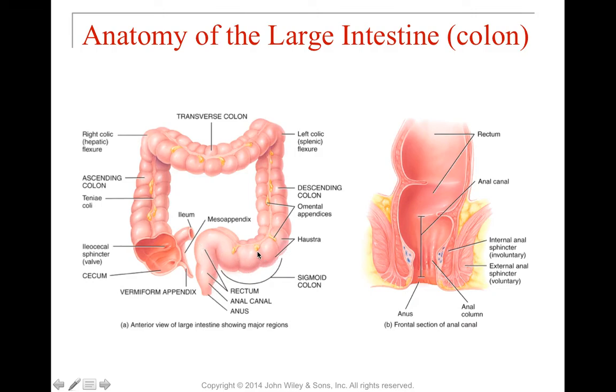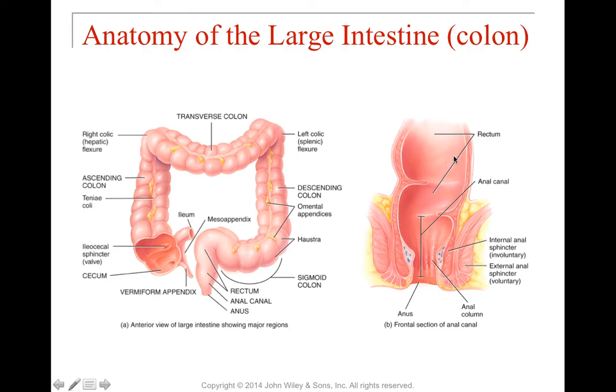You'll also see these little sections here that look like little circular sections. Those are called haustra. And you will also see a lot of little yellow attachment points for the omentum. So these are the omental appendices. This is going to be how these different regions of the organ are going to be held in place in the abdominal cavity.